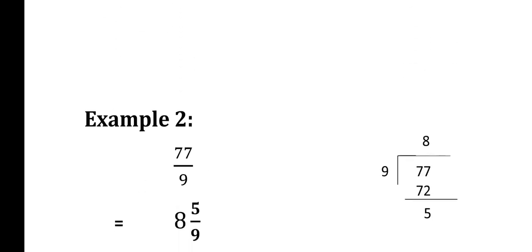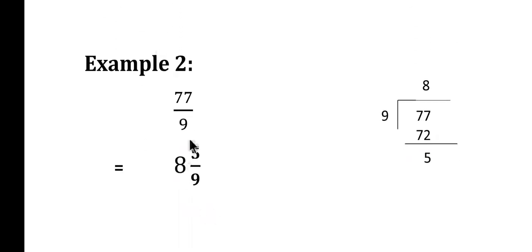Similarly, example number 2, 77 by 9 is given. So 77 is divided by 9. 9 8s are 72. So 77 minus 72 is 5, which becomes the remainder. So 8 goes as the quotient, 5 goes as the remainder, and 9 goes as the denominator. So 8 5 by 9 is the required mixed fraction.